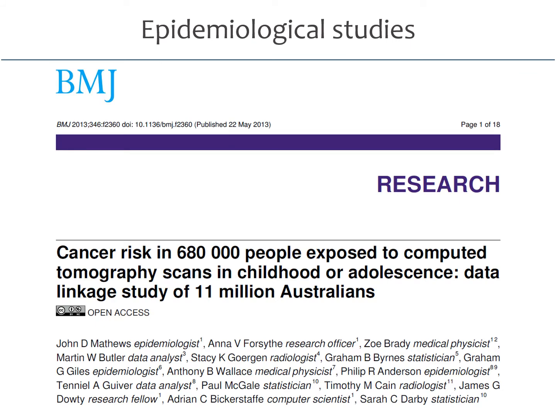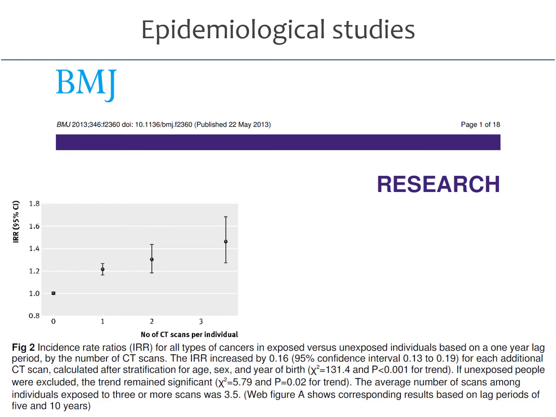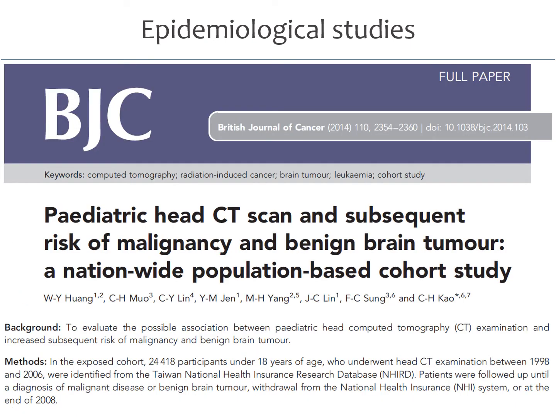This is another study from Australia with even a larger sample of children, again showing an increased cancer risk incidence with increasing number of CT scans performed per child. There was no dosimetry information available in that study. That's why the linear trend shown in this graph is with increasing number of CT scans performed in each child and not with dose.